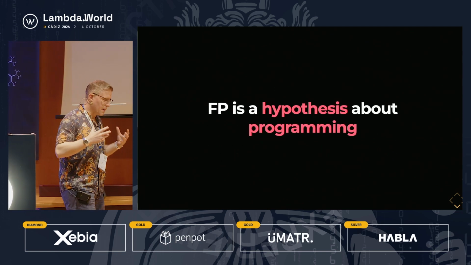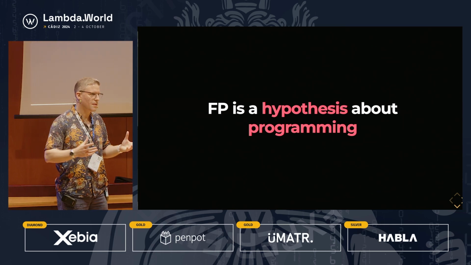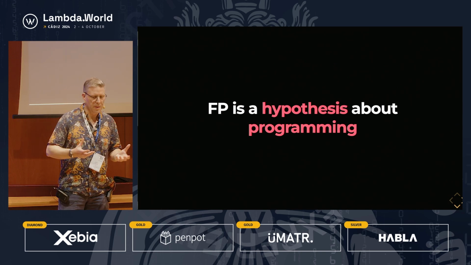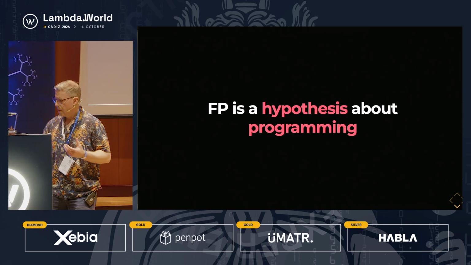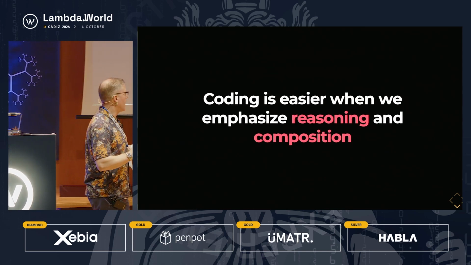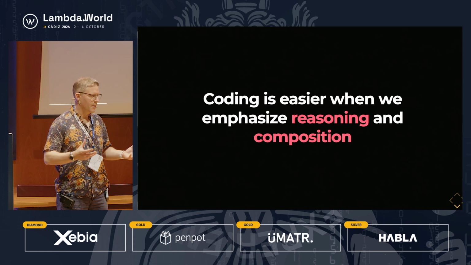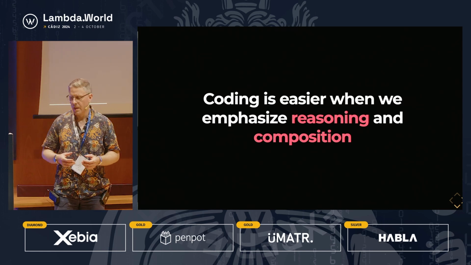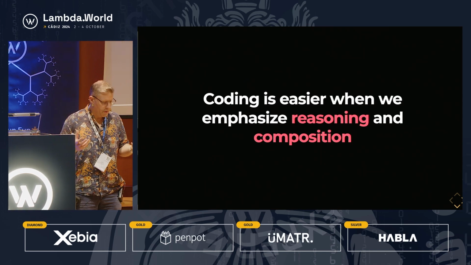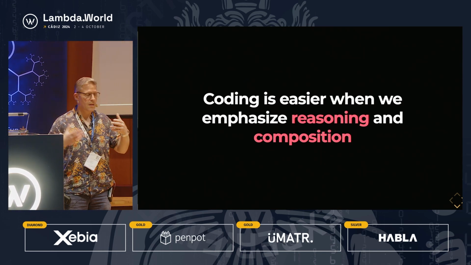And this is my belief that functional programming, what it is at its core, functional programming is a hypothesis about what is the best kind of programming to do, what is the best way to program. And FP's answer to that is programming should emphasize reasoning and composition over other criteria. Okay, so if we take this as what functional programming is about, then we have to define reasoning and composition. So let's get into those.